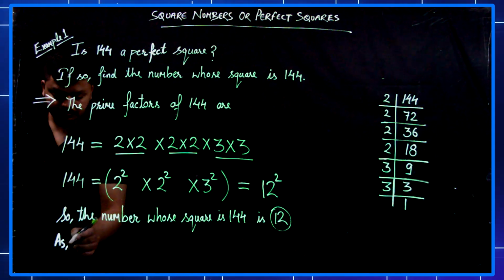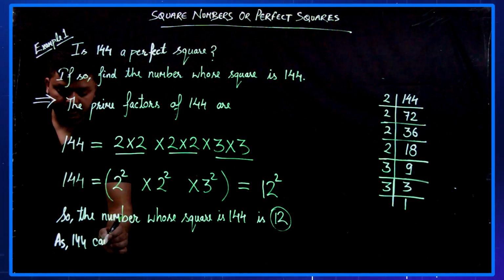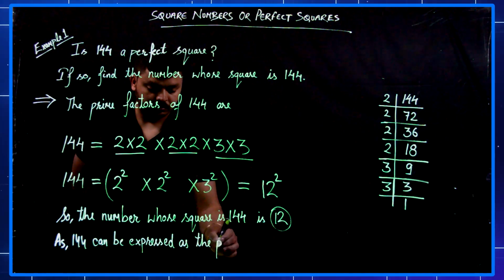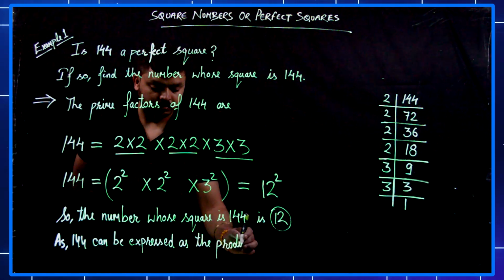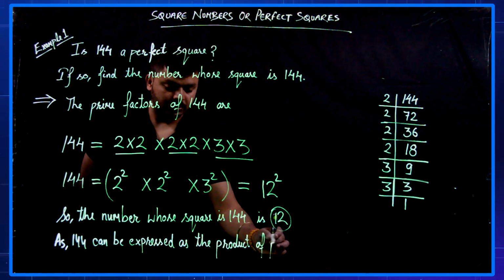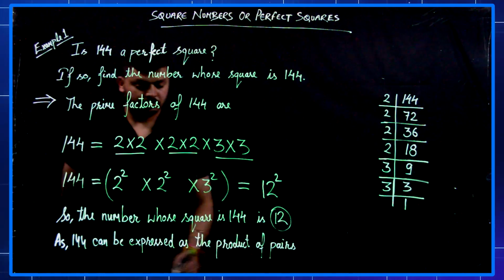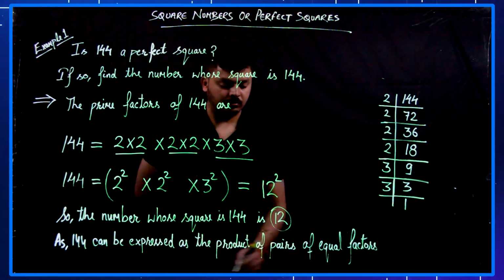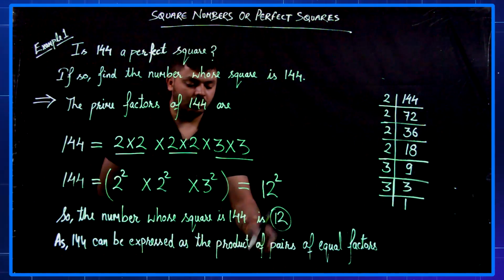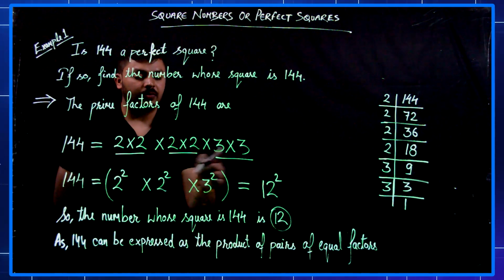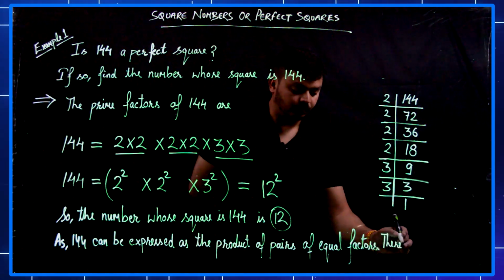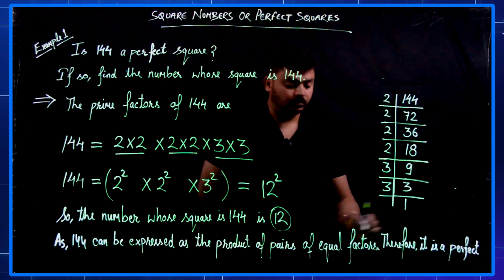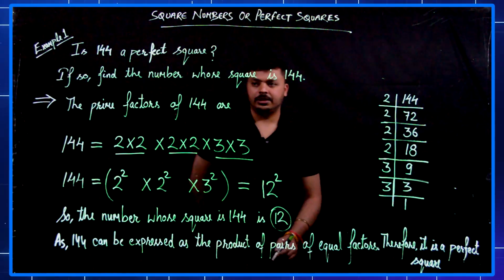As 144 can be expressed as the product of pairs of equal factors, it is a perfect square. So 144 is a perfect square.